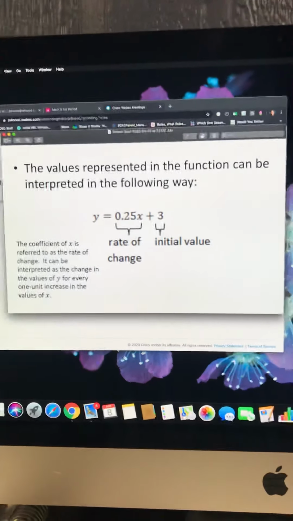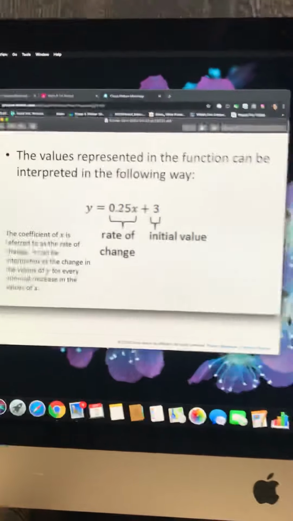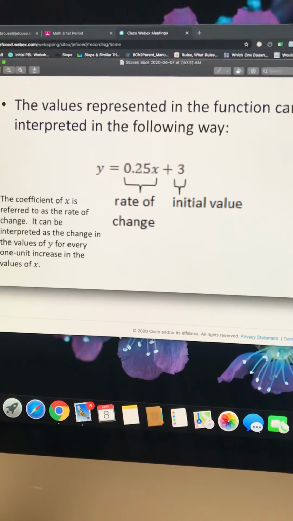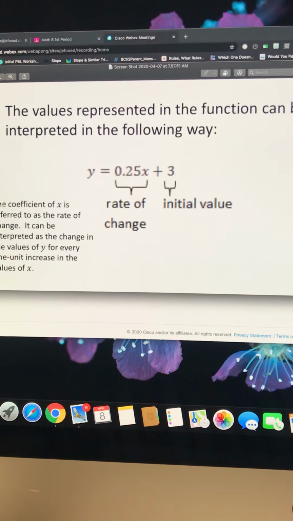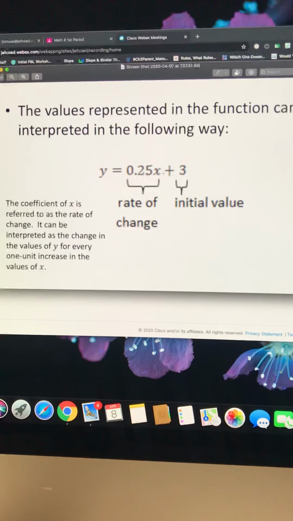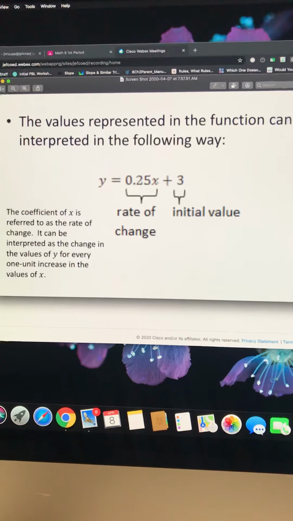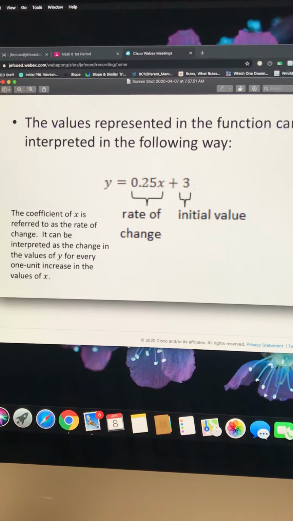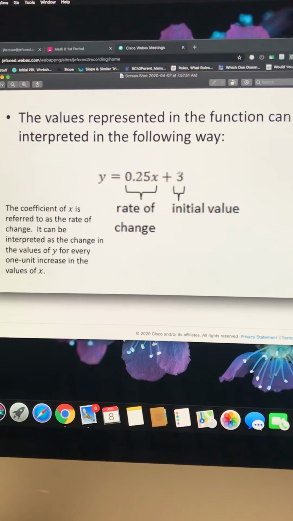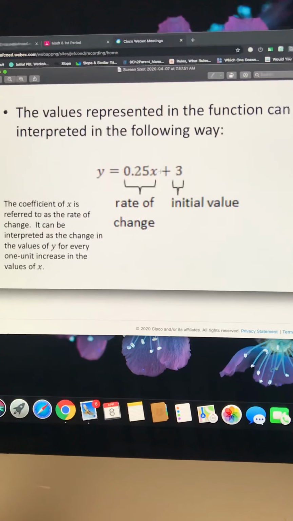Okay, so this is the slide from yesterday's assignment where we went over the vocabulary, where it says the coefficient of x is always the rate of change. So whatever number is in front of x or with the x is considered your rate of change. The initial value, or what we call the y-intercept, is the number that is a constant. It just stands alone. It doesn't have the x with it.